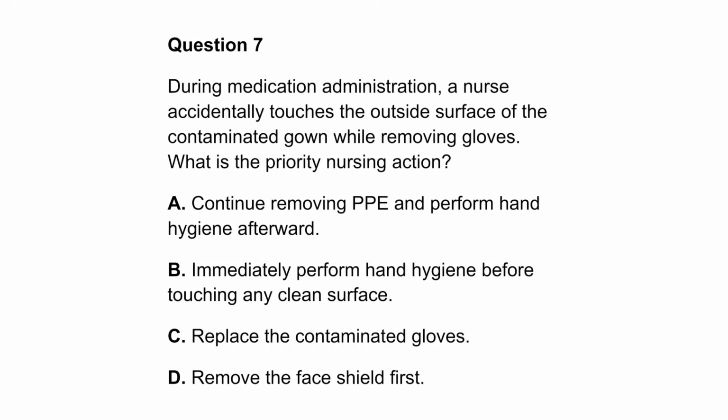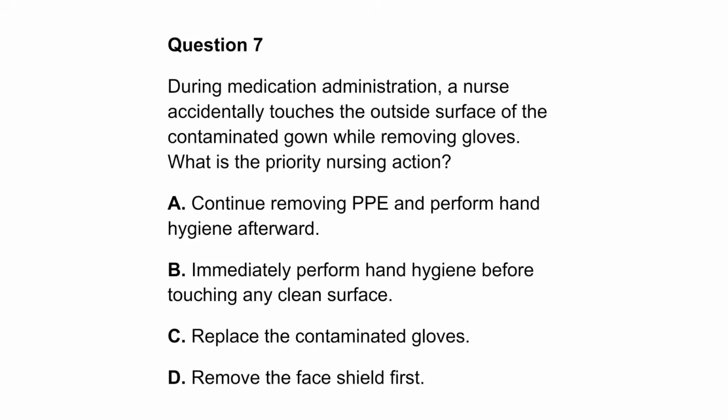Question 7. During medication administration, a nurse accidentally touches the outside surface of the contaminated gown while removing gloves. What is the priority nursing action? A. Continue removing PPE and perform hand hygiene afterward. B. Immediately perform hand hygiene before touching any clean surface.